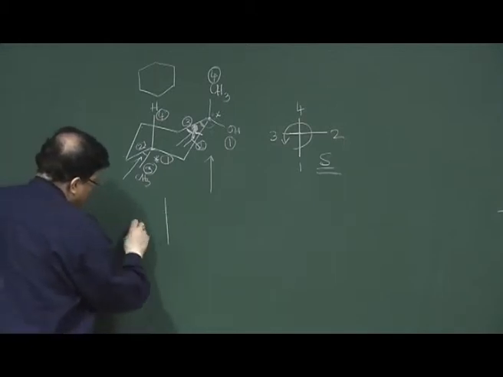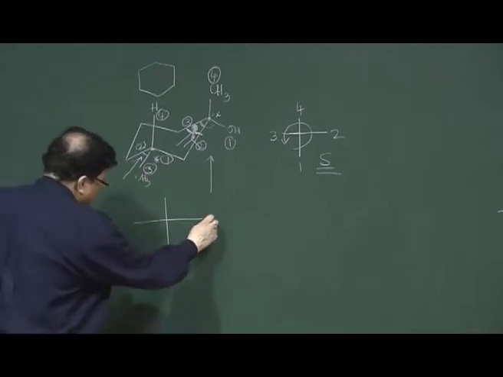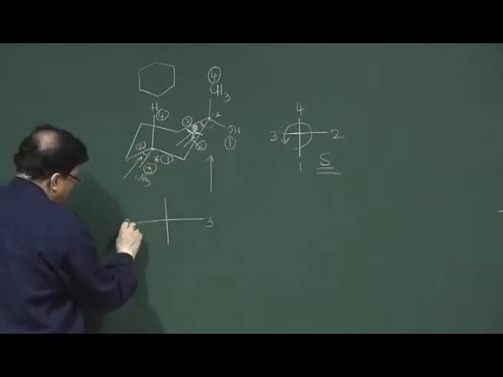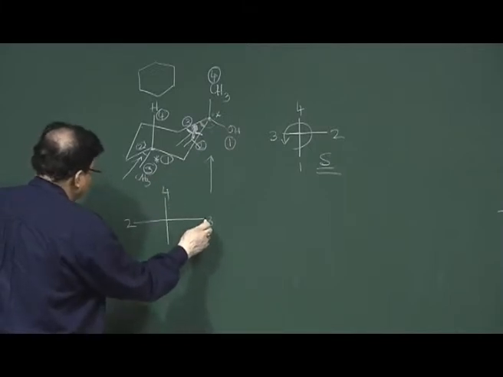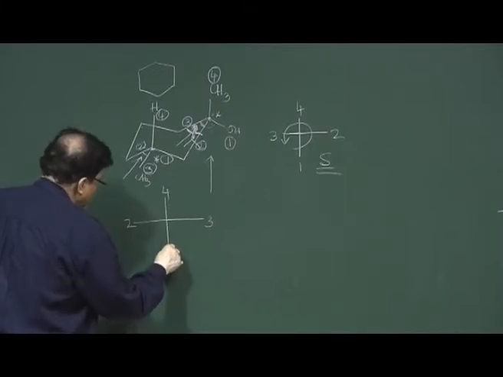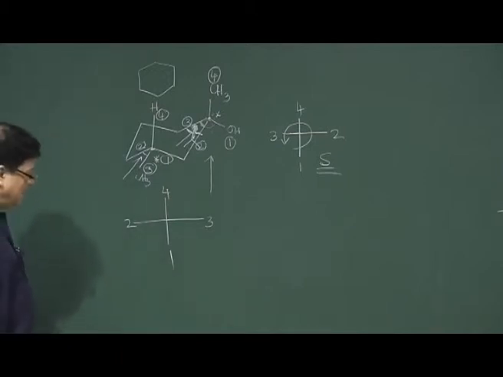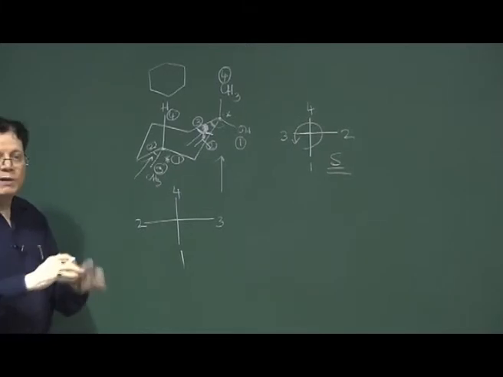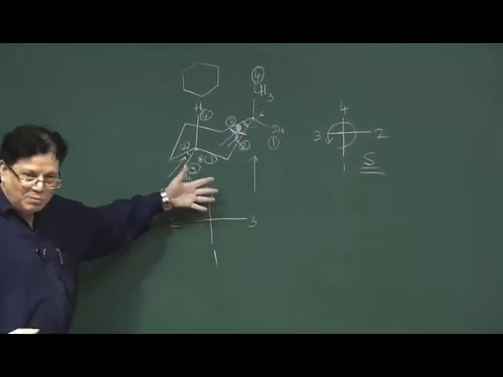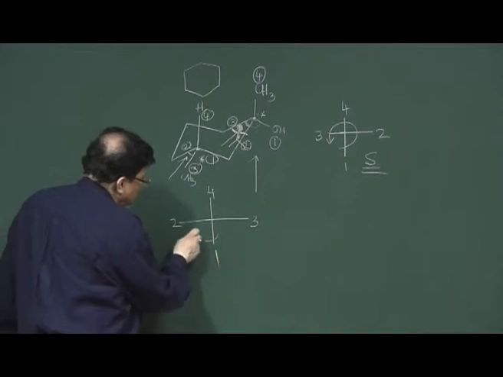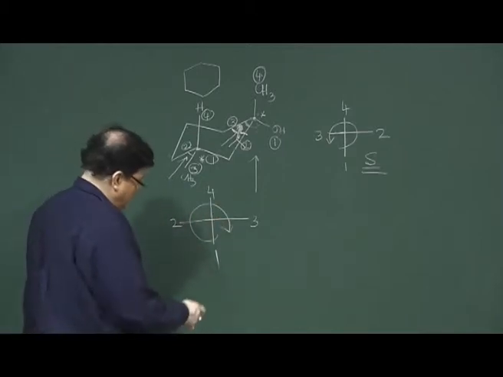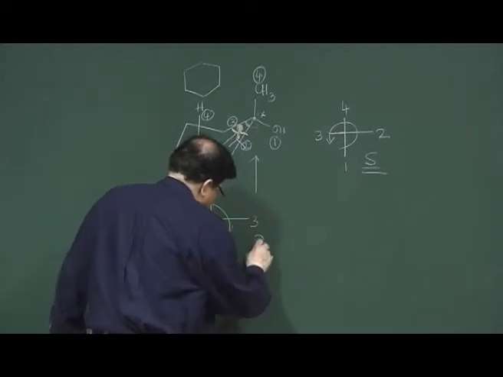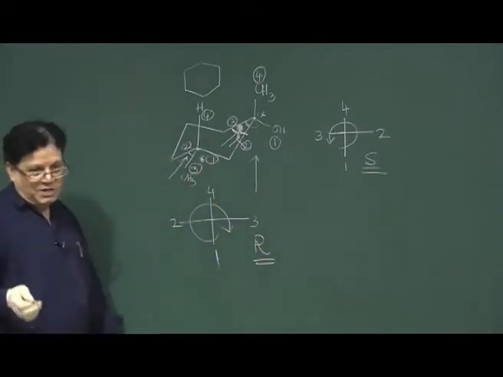So, you write the Fisher projection. On the right side is 3, on the left side is 2, on the top side is 4, on the bottom side, sorry, 4, and on the bottom side is 1. Again 4 is occupying the vertical position, so you do not have to change anything because it is now away from the observer. So, whatever you see, 1 to 2 to 3, is the correct designation. So, it is R, you do not have to invert it.